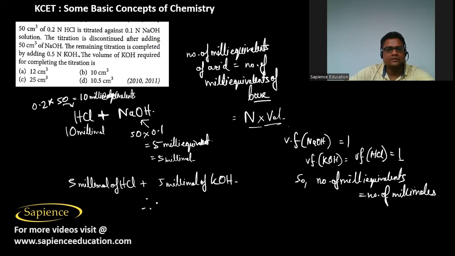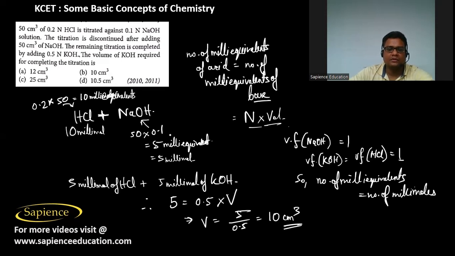Therefore this 5 millimoles should be equal to the normality of KOH, which is 0.5 normal, into the volume of KOH in cm³. Now therefore V will be equal to 5 by 0.5, that is 10 cm³. So 10 cm³ of KOH is required for completing the titration. So option B is the correct answer.